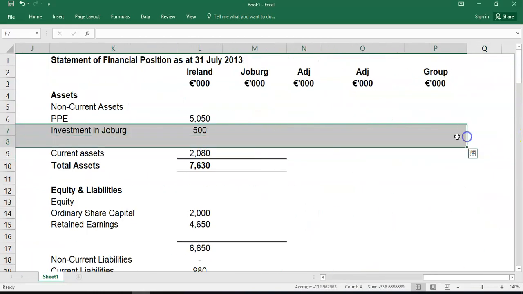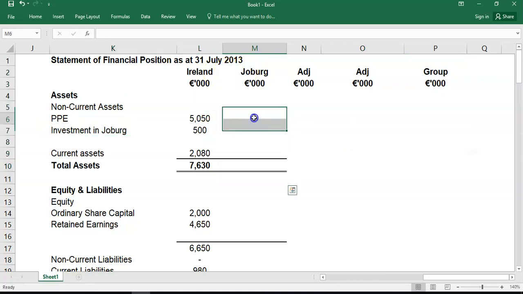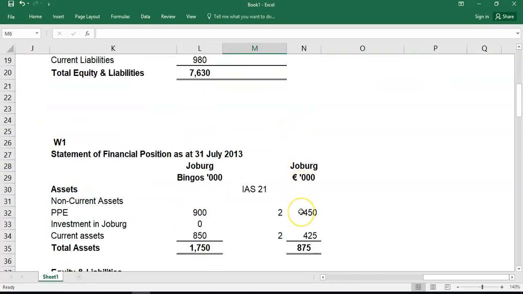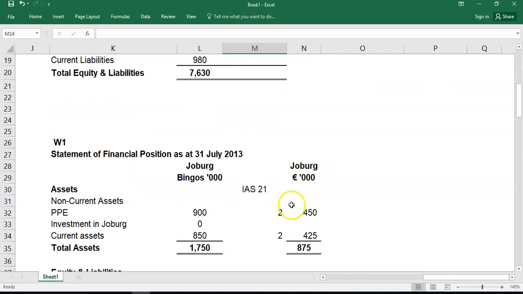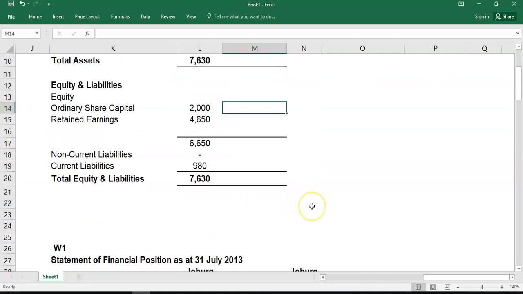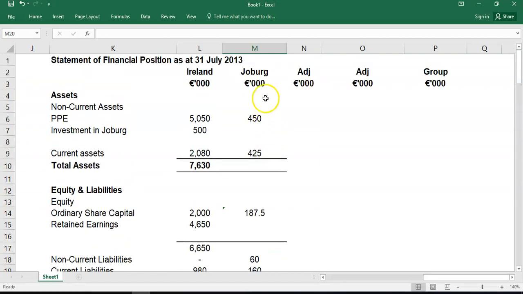You then come to your statement of financial position. Now be careful here. You put in the right figures. You don't put in the subsidiary in bingos. You're going to put in it translated. So the PPE was from working one. It was 450. The investment, they don't have any investment. Their current assets, 425. Their share capital, we said here, was 187.5. I don't even bother putting in the retained earnings because that's going to be a working in itself. And the liabilities are 60 and 160. So just make sure you put in the translated amount, and that comes from working one.